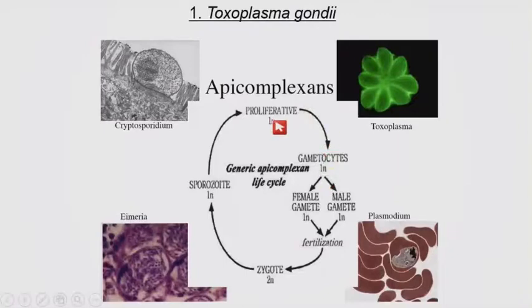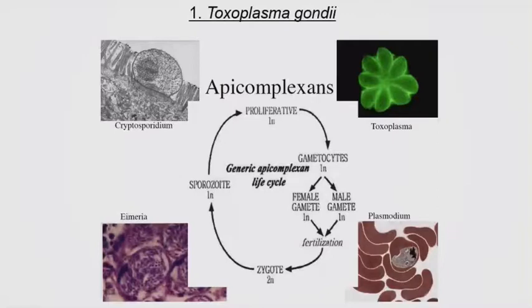This is usually in the gut of some sort of animal. For Toxoplasma, it's the gut of cats. In Plasmodium, it's the midgut of a mosquito. The proliferative stage goes into the gametocytes, the sexual stages. They form male and female gametocytes, which fuse to form a zygote. In the case of coccidian parasites, this is usually an environmentally resistant form that contains sporozoites that can then differentiate into the proliferative stages again.